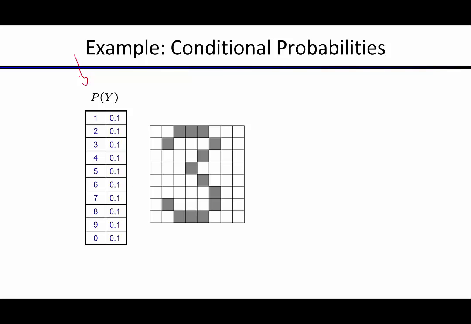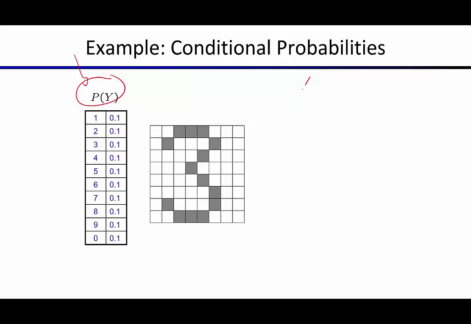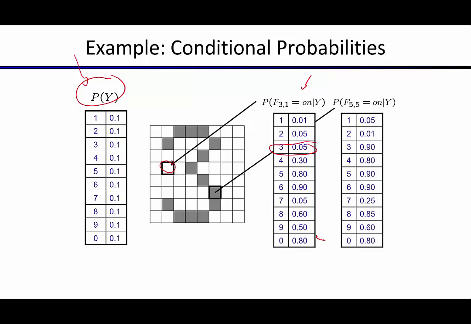Now, nevertheless, in our example here, this will be the prior. We'll assume that each digit is equally likely. But again, this is something you need to figure out in your problem setting. Then we have conditional distributions. For each feature, what's the probability of this pixel being on given it's a 3? Maybe for a 3, it's a low probability, 5% chance of being on. For a 0, it's pretty high probability, and so forth. So that's a table you need to build for every one of your pixels.